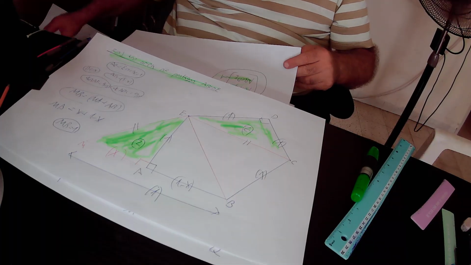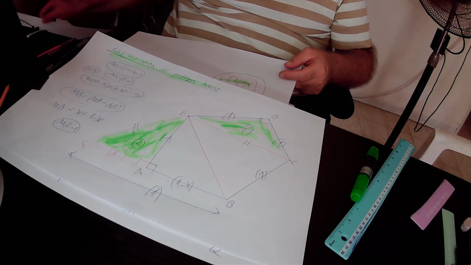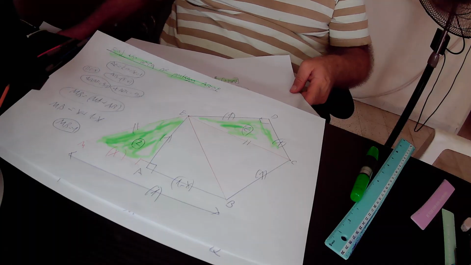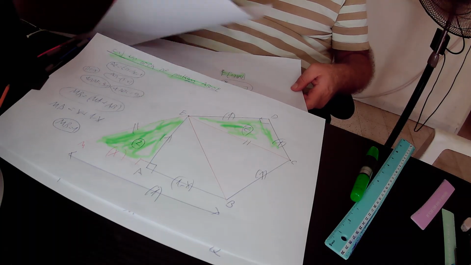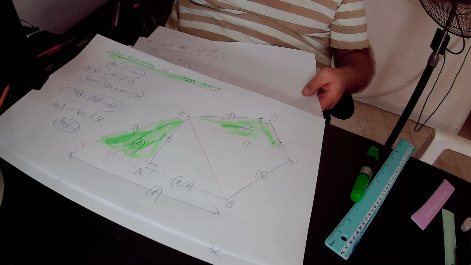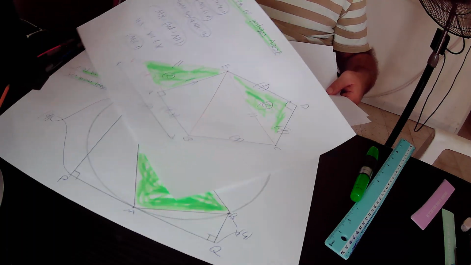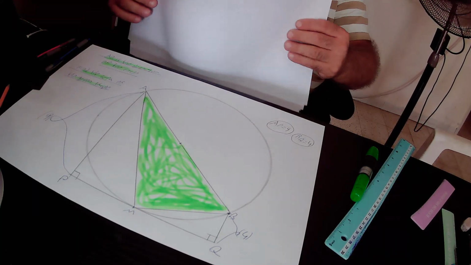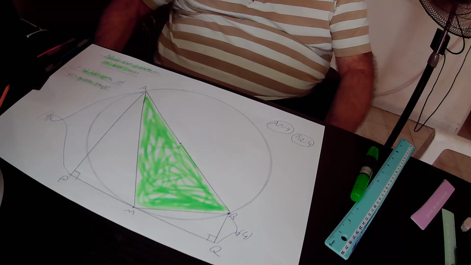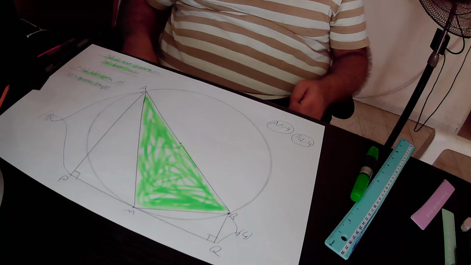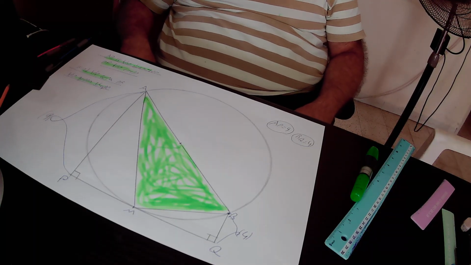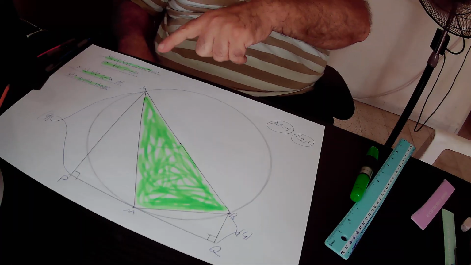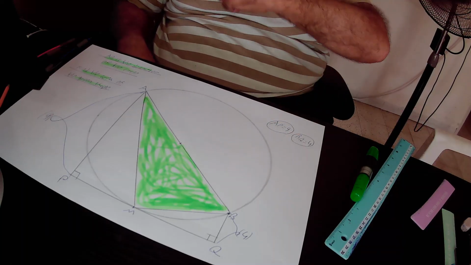In the next step, I present you the second question of this lecture. In the second question, our task was to find the area of this green shape. The green shape is actually triangle ABC, so we have to find the area of this triangle ABC.